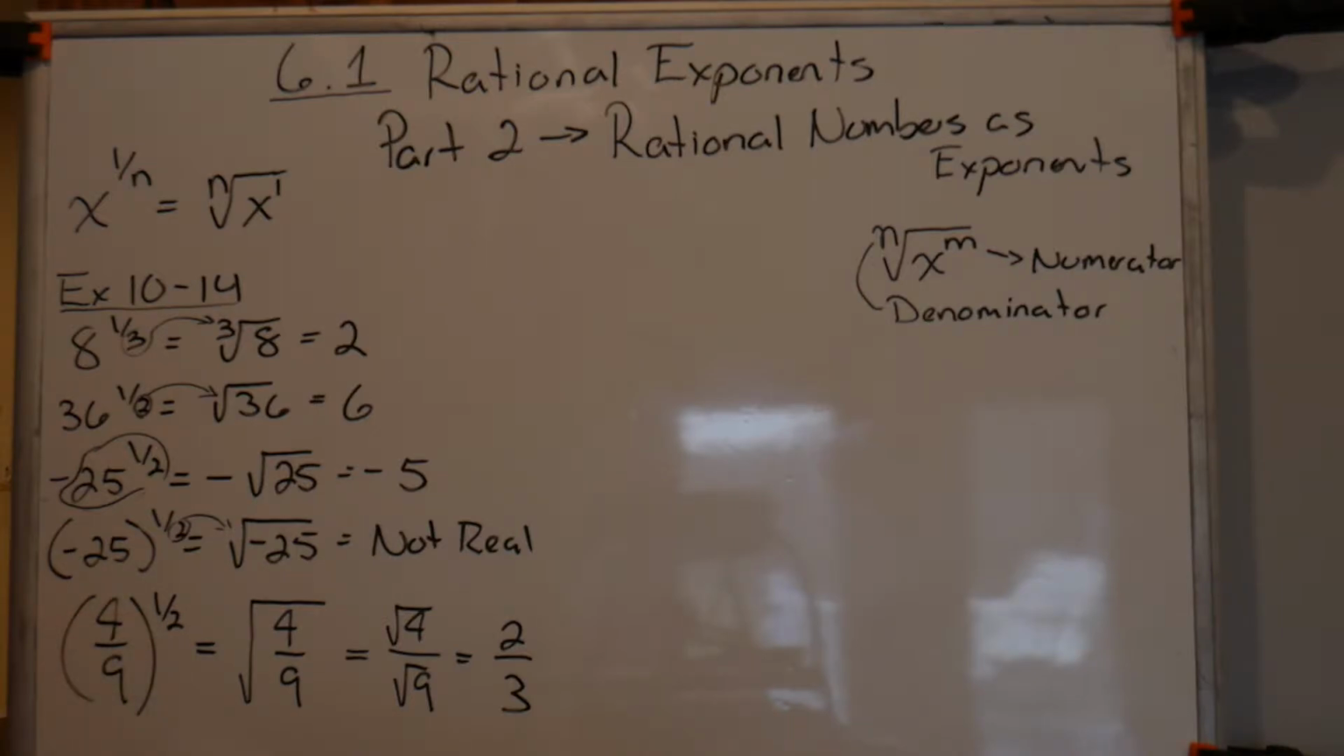When you get something like this, apply the exponent to each piece. Apply it to the numerator, apply it to the denominator. This is the technical process that we think of. But when you see it, you can just say, oh, what's the square root of that? What's the square root of that? And think of it as a 4 and a 9 instead of a 4/9.